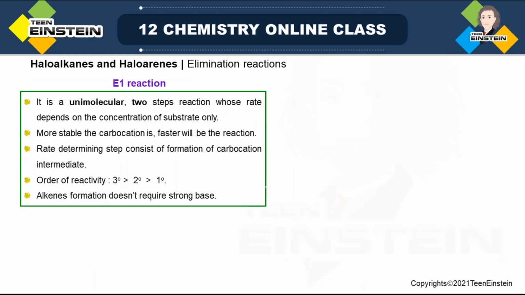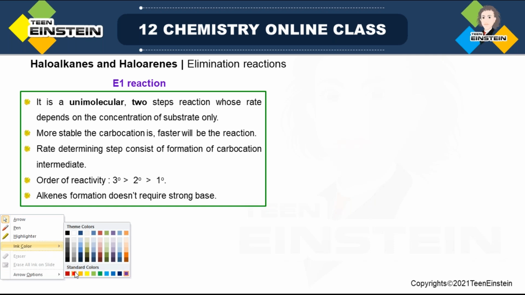Now when we are talking about elimination reaction, there are 2 mechanisms. Just as you have seen in case of substitution there is SN1 and SN2, now also we will have 2 different types of mechanisms under elimination. So the first mechanism is E1 reaction, that is E1 mechanism.